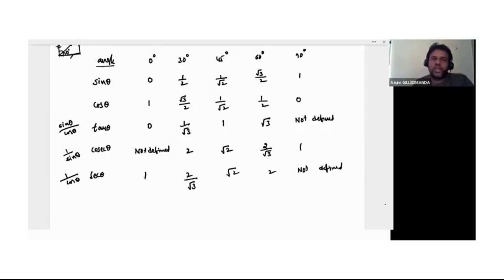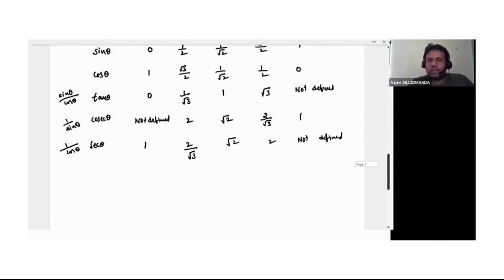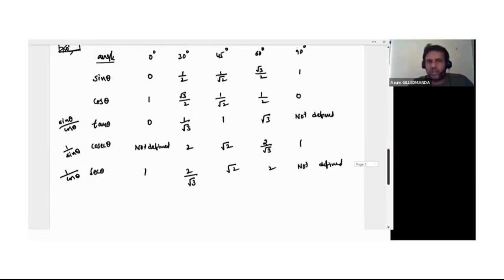So if you observe, sine and cos are in reverse order. Cosecant and secant are in reverse order. So not defined here, not defined here. 2 by root 3 here, 2 by root 3. So 30 is 60, 45, 45 is the same. 30 is 60, 60 is 30 here. Same like sine and cos. Cosecant and secant, we can also write in the reverse order.